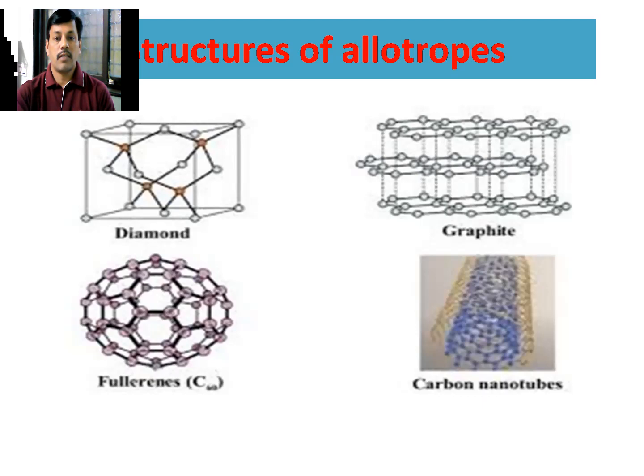After that, graphite. In graphite we see sp2 hybridization, and you can see the layer structure in the picture.